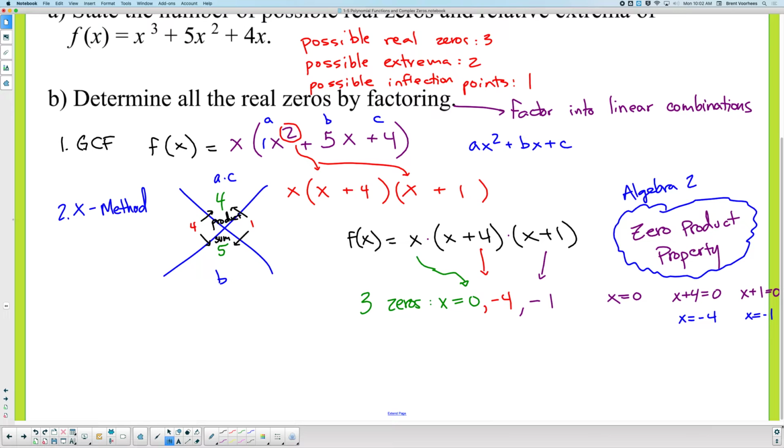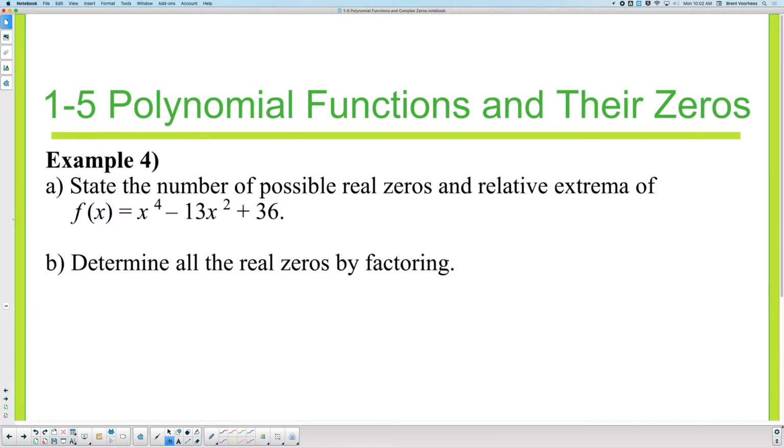Now how many of you does that review doing something like X method? How many of you have done something like that before? Remember? How many of you do not remember doing anything like that before? Just one? Okay. Well, let's go on and keep practicing then.